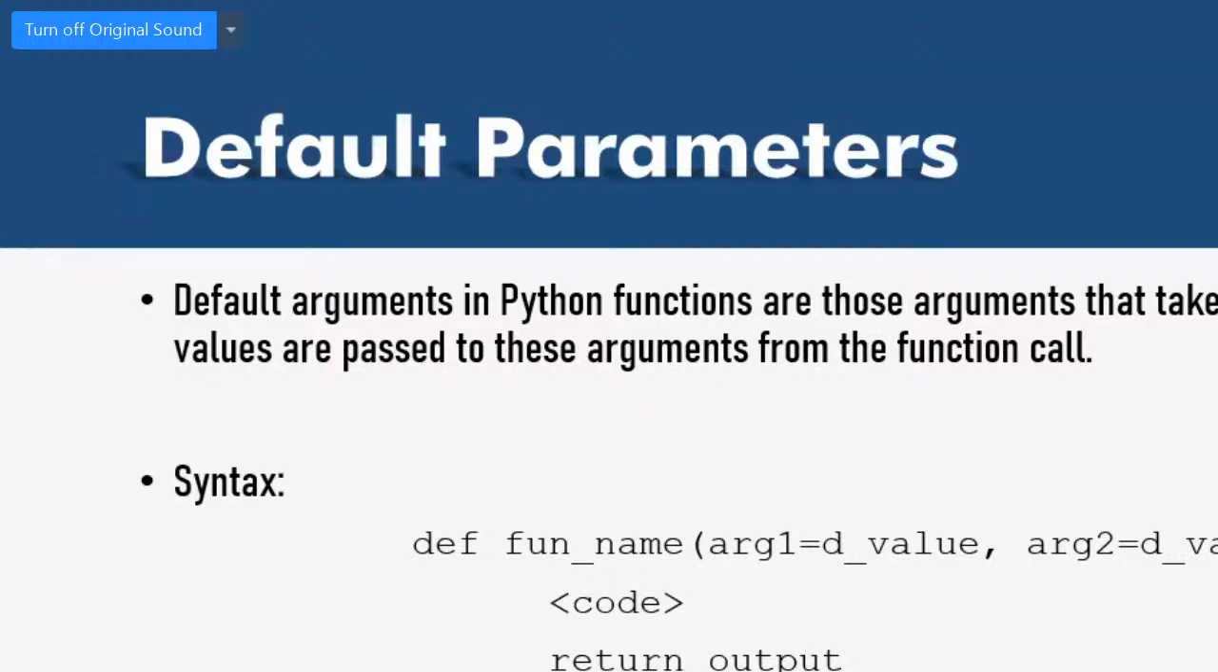Function name, as usual, argument1 equals default value, comma, argument2 equals default value. What is this default value? As I said, we are going to write one statement, and it's going to help you understand clearly. Now I'll take the screen back to that. It will be shown to you like this.